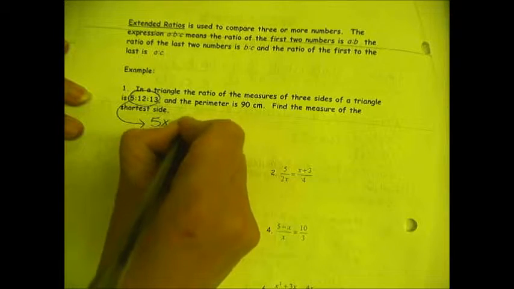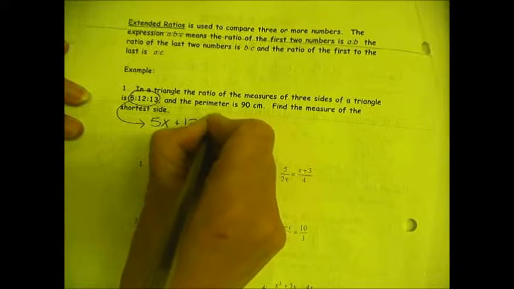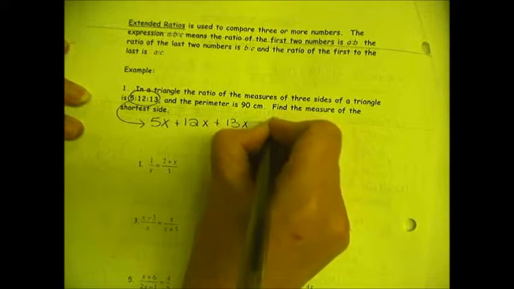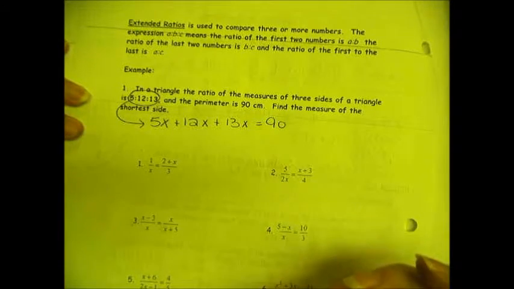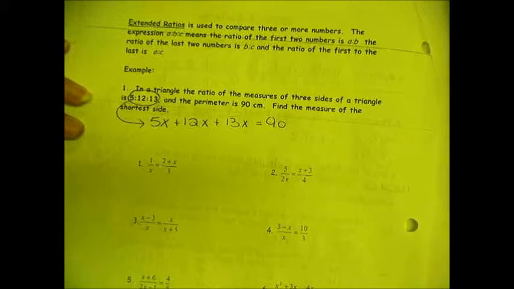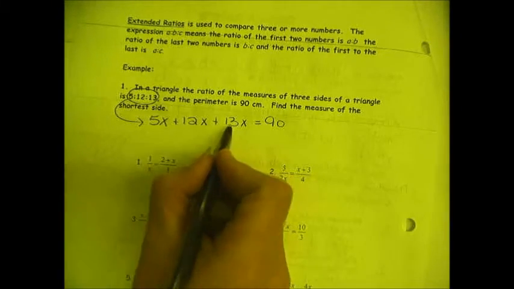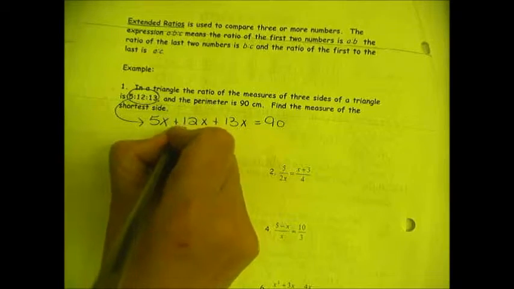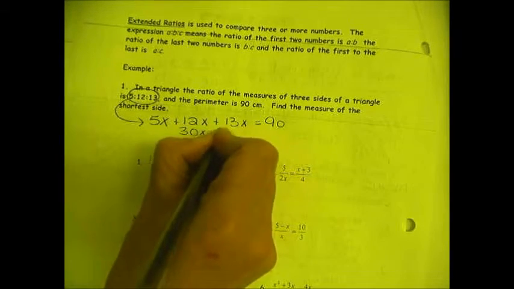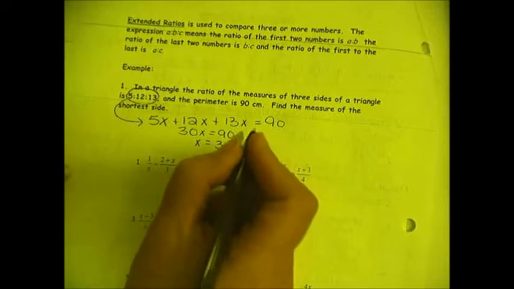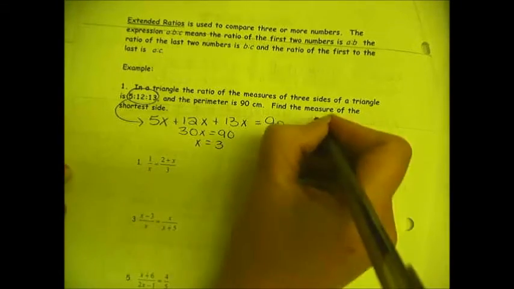5 times some number plus 12 times that same number plus 13 times that same number must all add up to the perimeter of 90. And then we're going to work that out, and of course we'll find our answer. So what do we have here? We got 30x is 90, and x is 3. Now 3 is not our answer. That is our common factor.